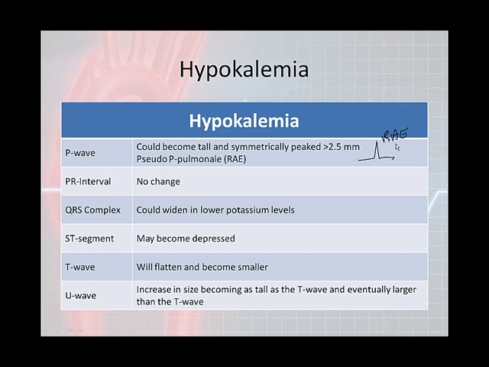The QRS complex could be widened a little bit in much lower potassium levels, but it doesn't always happen. ST segments could become depressed, so the J point could be a little bit below baseline. T waves could flatten out and become smaller, and in some cases appear to have almost completely disappeared. But what's important is that as the potassium drops, the U wave will become just as tall as the T wave and eventually get larger than the T wave. So what that will look like is that your QT interval is very prolonged.